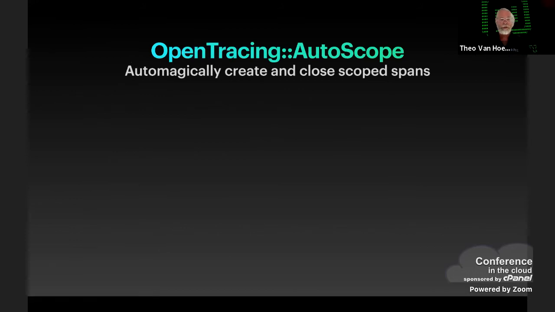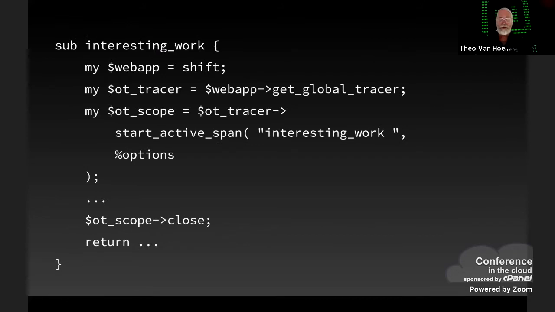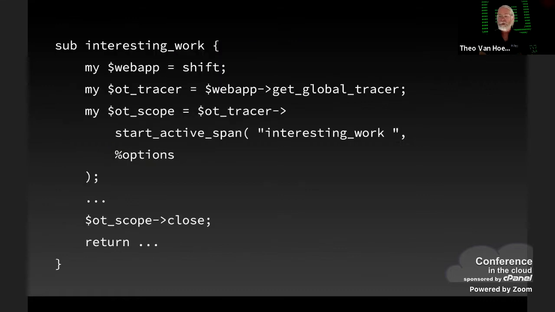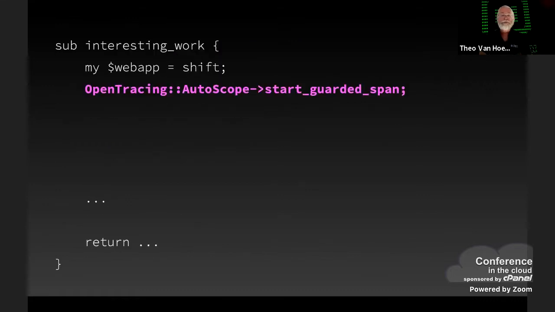So let's have a talk about OpenTracing Autoscope. You may remember this piece of code we just had with all our manual work in there and, well, actually a lot of boilerplate here. It's annoying. It's like, that's way too much work. What about if we can just use this? Use the OpenTracing Autoscope module in your package. This was your subroutine, and this is what's left. Just one simple call, OpenTracing Autoscope, start guarded span.